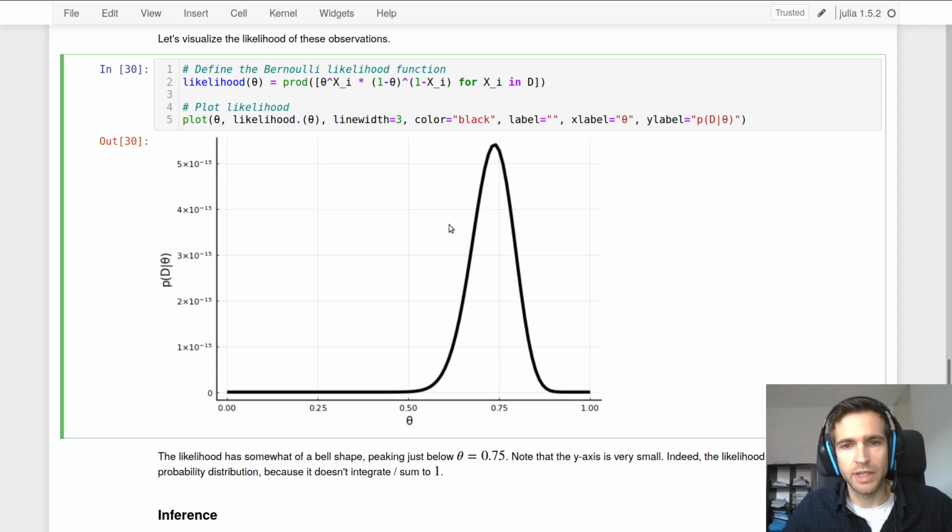So I'd like to once again stress that the likelihood function is not a valid probability distribution, because the random variable that it is a distribution of is actually observed. So it is not a distribution at all, it is a function for this unknown parameter theta.